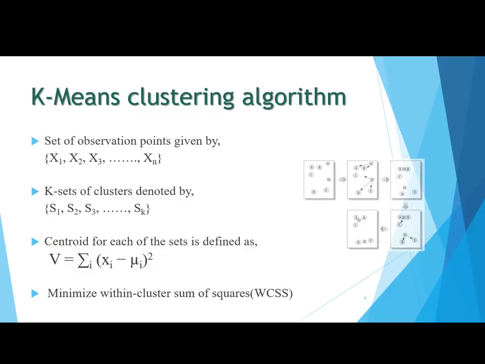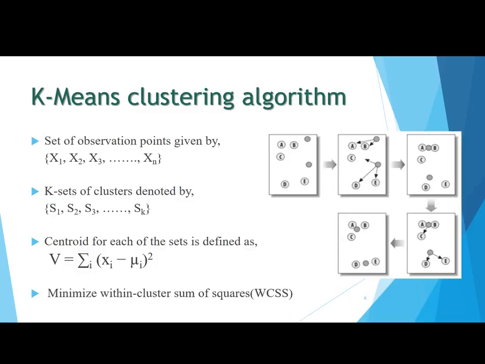For example, consider the leftmost image. We have 3 points A, B, C here and D, E here, and we initially define 2 centroids, and in the upcoming steps we start assigning each of these points A, B, C and D, E to the respective centroids. In every step we calculate a new mean value, a new centroid value, until we reach a convergence point.